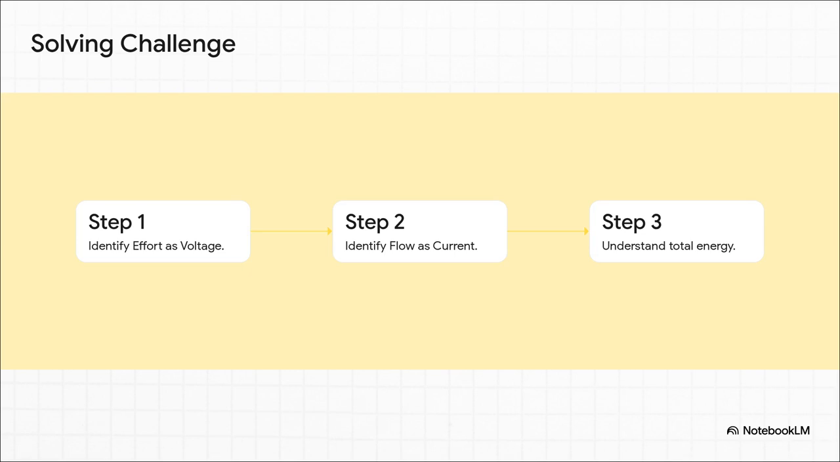Let's just walk through the logical steps to answer this challenge together. Step 1, we identify that effort is voltage, so that's the pressure. Step 2, we identify that flow is current, that's the stream of electrons. And step 3, well, this is the secret. You realize that to understand the total energy, the true brightness of that bulb, both are needed. No way around it. You absolutely need the push of the effort to move the stream of the flow. They are intimately, completely connected in the logic of the circuit. Increasing the total energy transferred requires understanding exactly how both that pressure and that movement interact with each other.